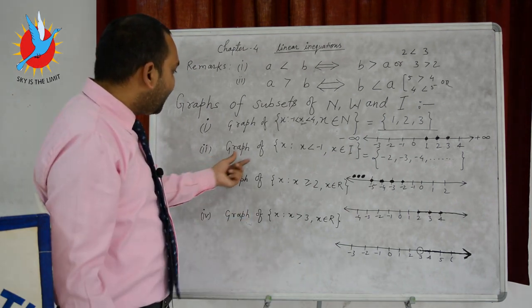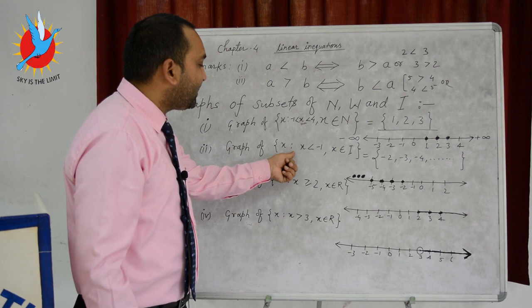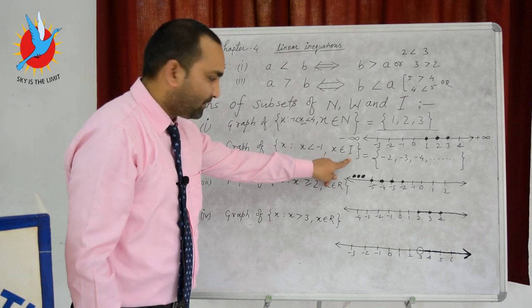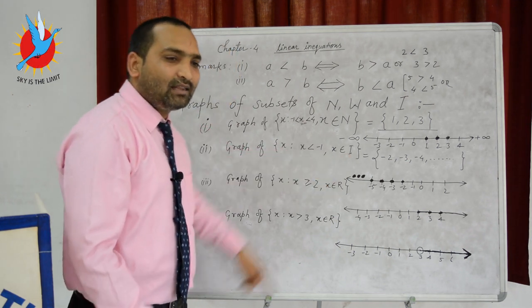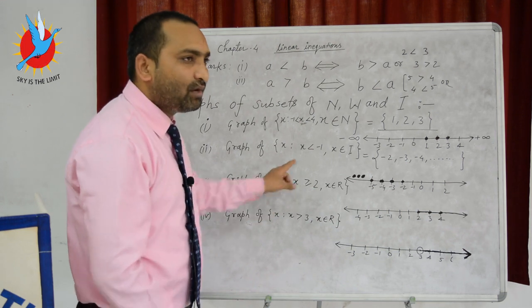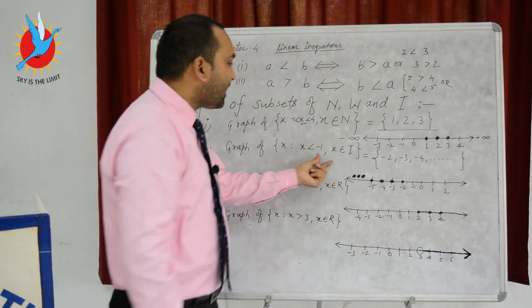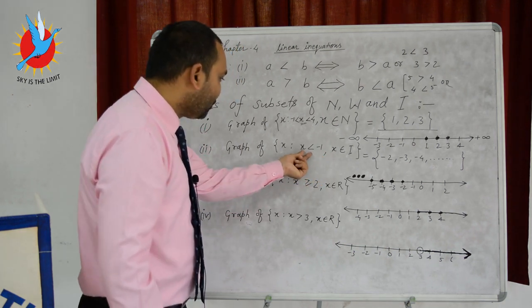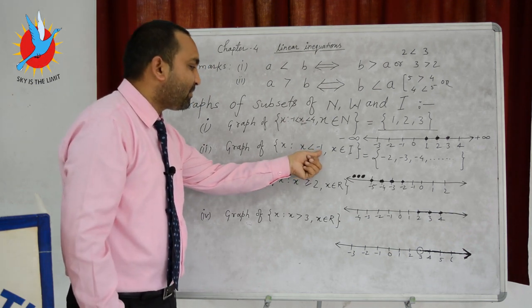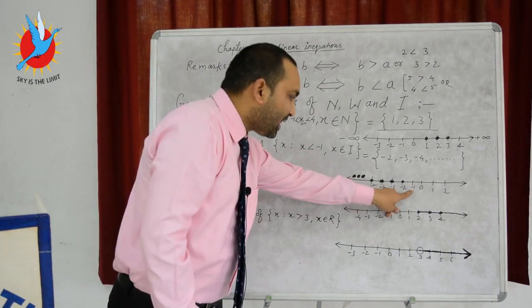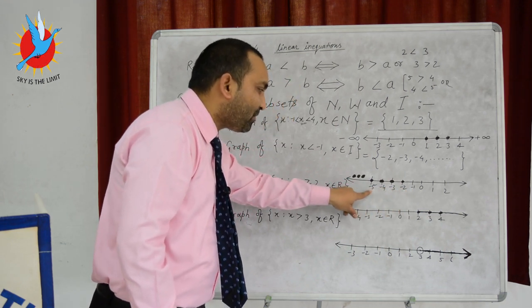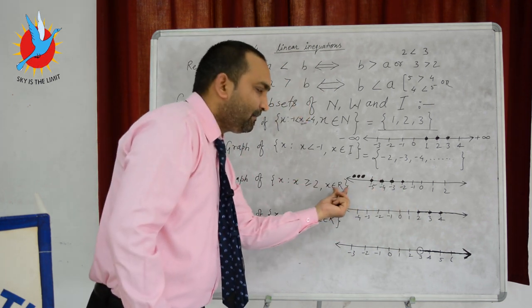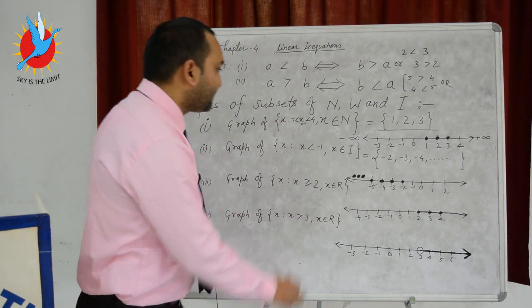Next, graph of x such that x is less than minus 1, where x is an integer. X is an integer means all the positive natural numbers, negative natural numbers along with 0 are called integers. So here x is less than minus 1, that is minus 2, minus 3, minus 4, minus 5, up to infinity. There are lots of infinite integers which are less than minus 1.